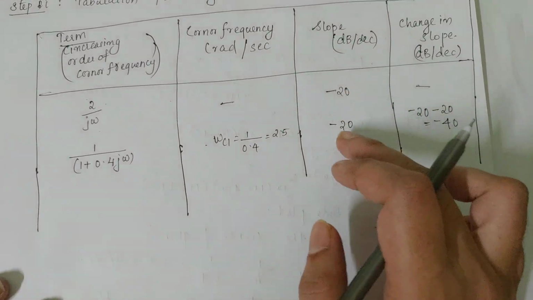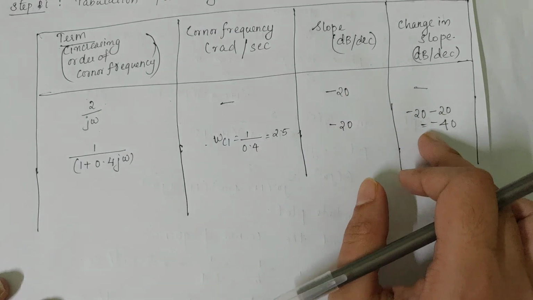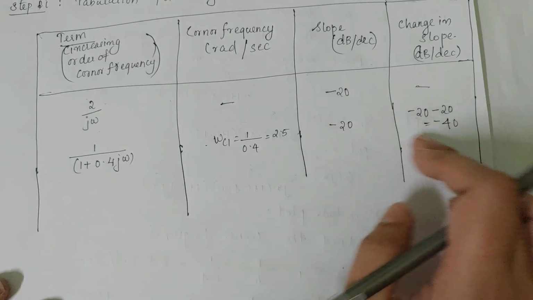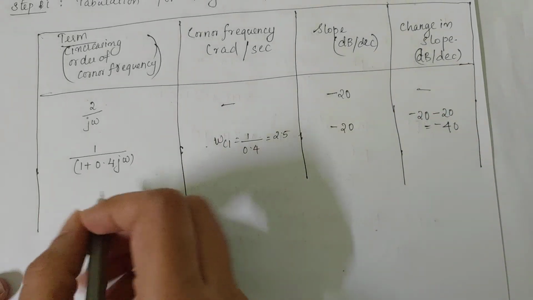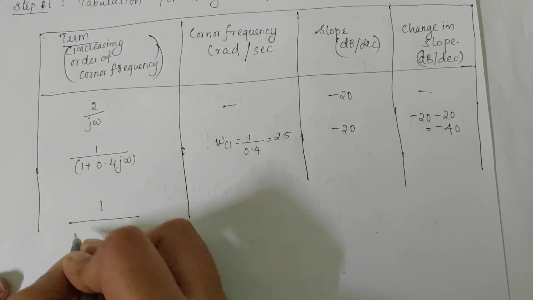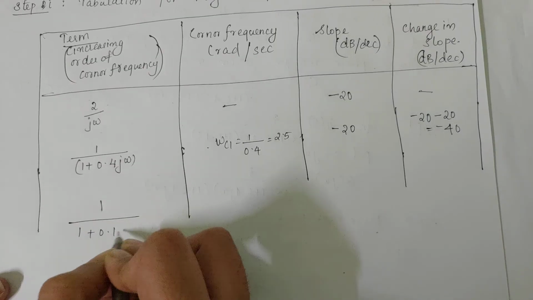So I should add. If it is plus 20, then it will become 0. Since it is minus 20, it is minus 40 dB per decade as the change in slope. So the next term is 1 by 1 plus 0.1 j omega.